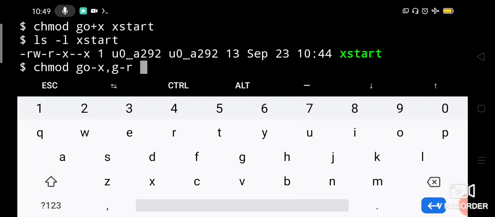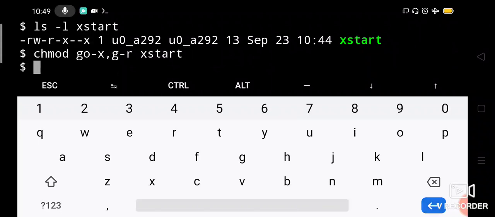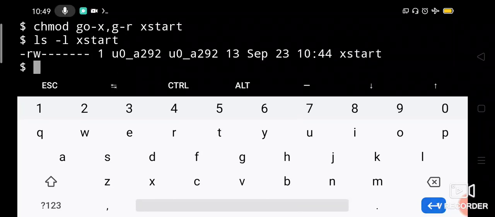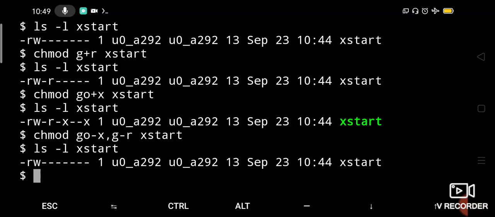Okay, and for which file? Xstart file you should say. So you are removing the group and others execution permission and the group's r permission. Okay, it has executed. Let us check. Read permission of group and execution permission of group and others both are removed, isn't it? Both are removed. Yes.